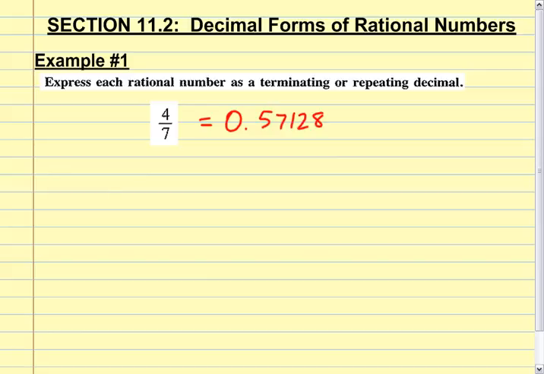571428, 571428, 571428. Clearly this string of numbers is repeating. When I put the bar over it, that's what I'm saying. I'm saying every number under this bar repeats, and I can get rid of the rest of it. I don't need to keep writing.